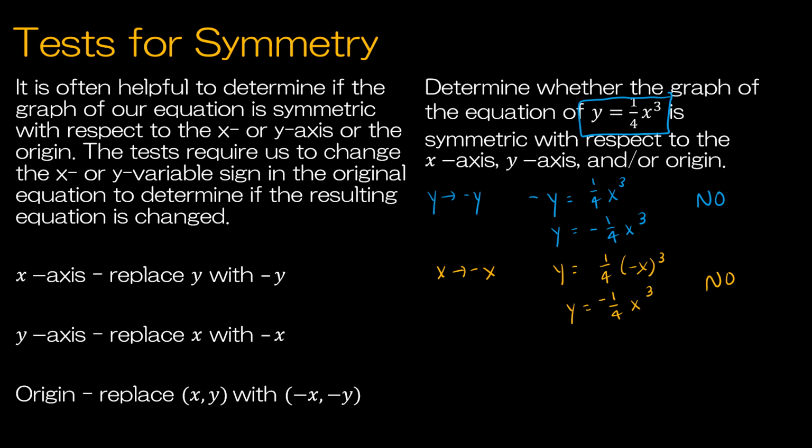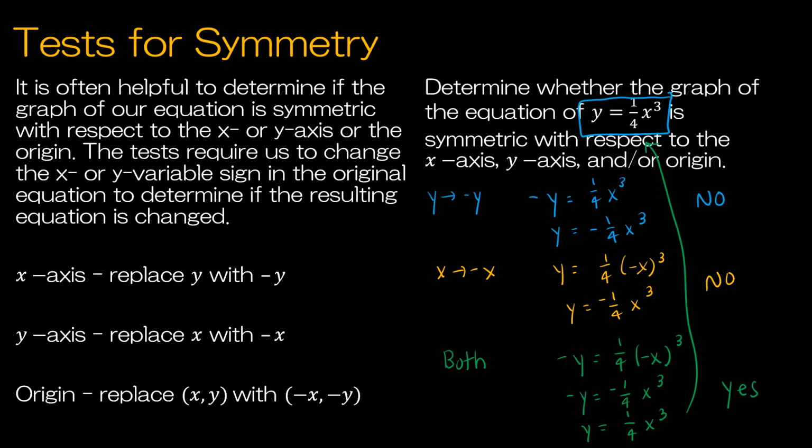So let's look at the last one, the origin. I'm going to replace both x with negative x and y with negative y. So negative y is equal to 1/4 negative x cubed. If I take the negative x to the third power, that gives me negative 1/4 x cubed. And now I can see I have a negative on each side. Dividing by a negative gives me positive y equals 1/4 x cubed. Does that match the original?